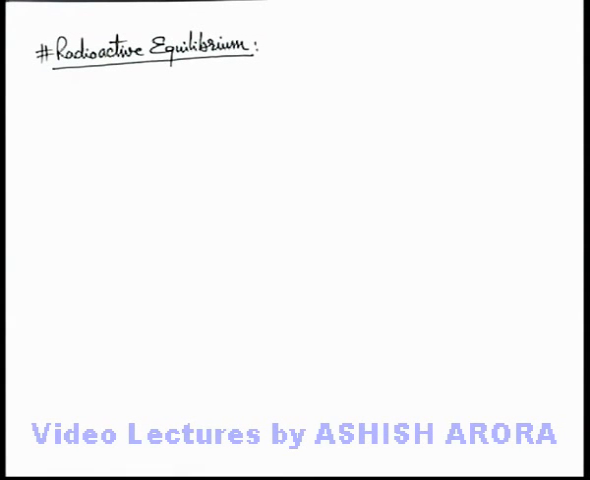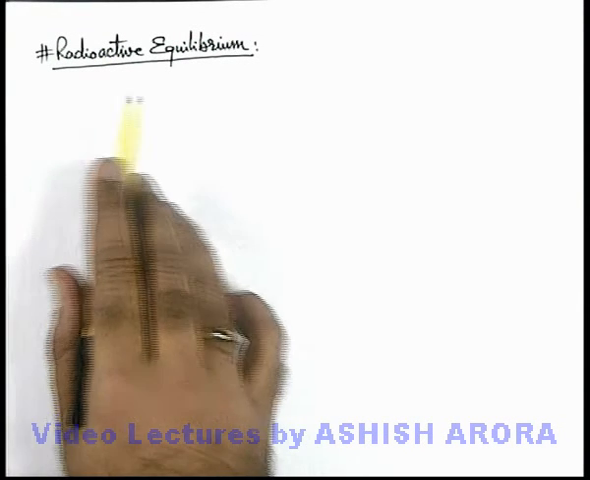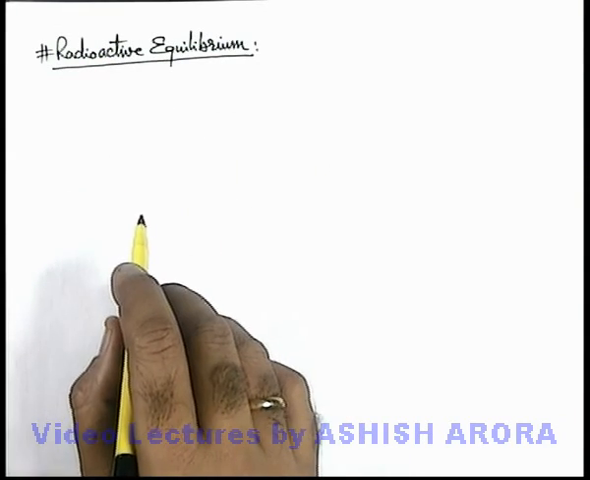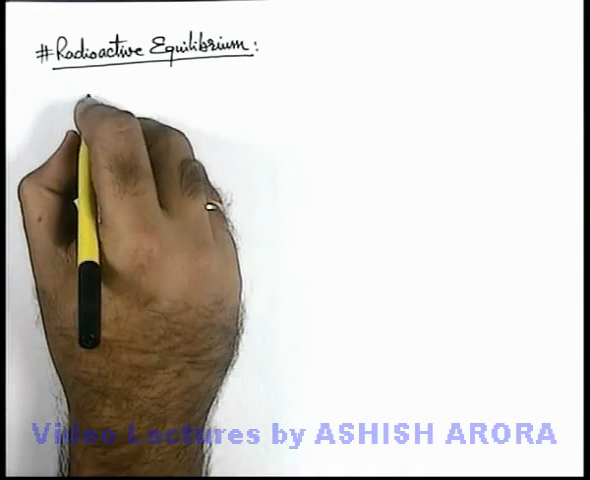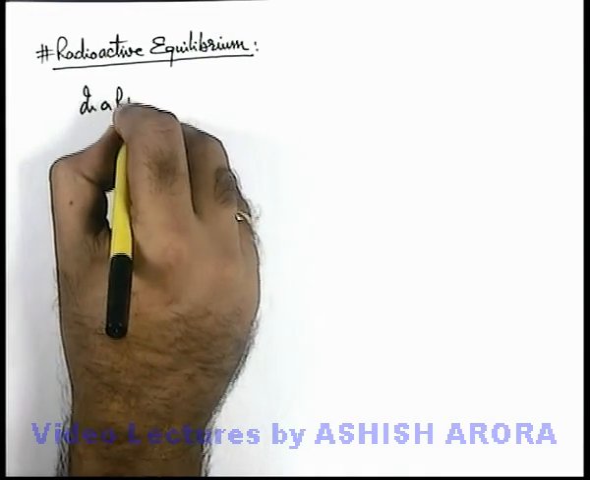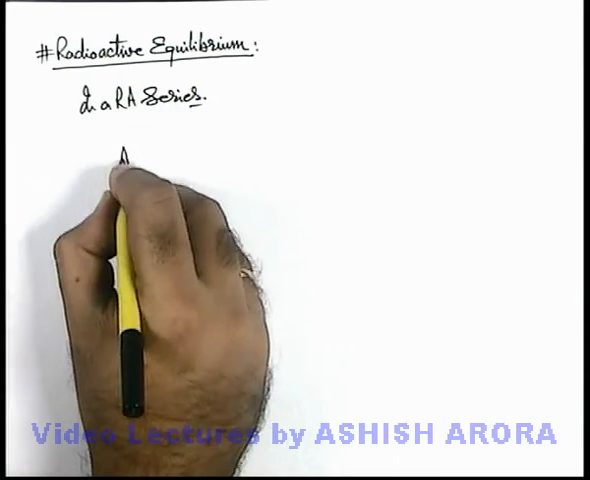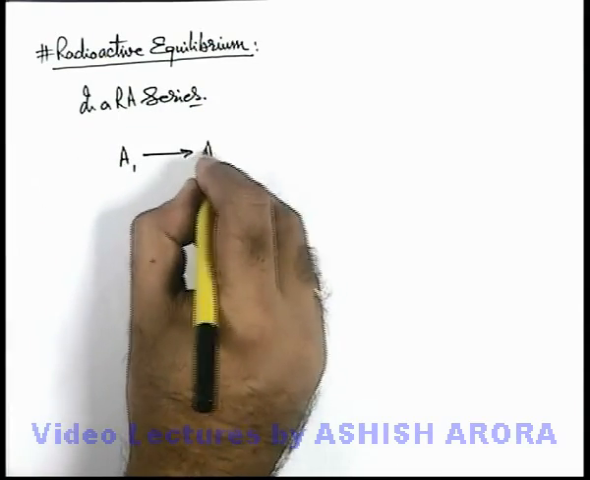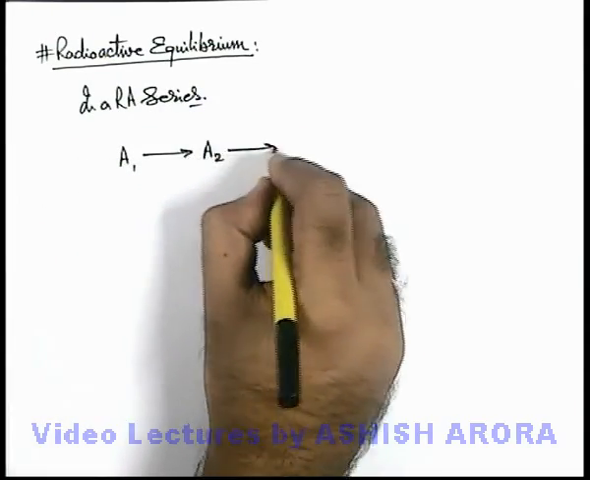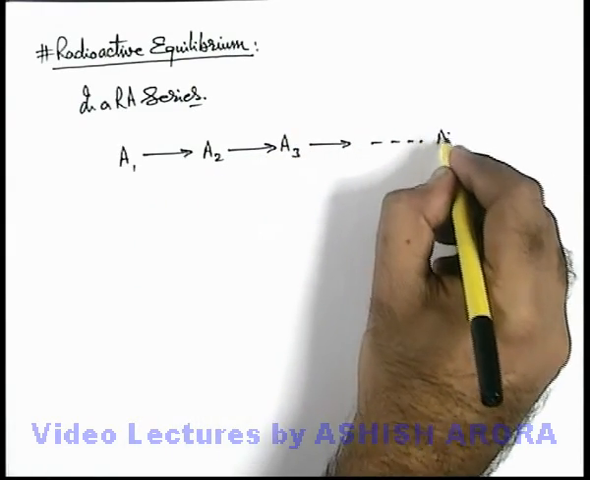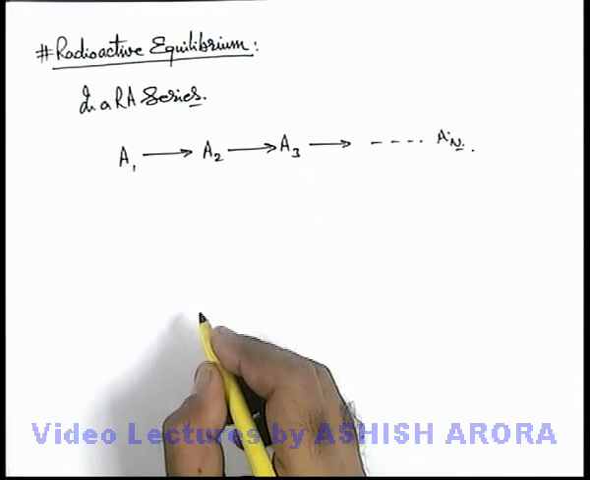Another important phenomenon in radioactivity is radioactive equilibrium. This is associated with the radioactive series only, which we have just now studied in the previous section. So here we can write that in a radioactive series, when an element decays to another, and if it is also radioactive, it decays further and so on. It continues till the stable product appears.